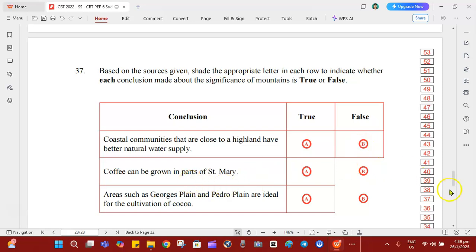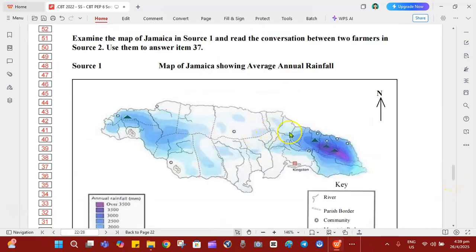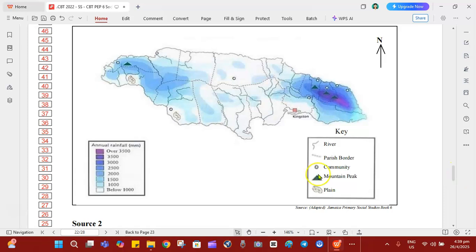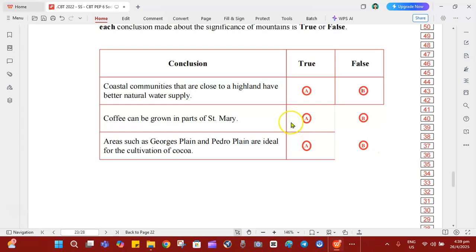Coffee can be grown in parts of St. Mary. Now you have to go back to your sources always. St. Mary is somewhere over here. Look at the shading to see. Remember it says coffee can be grown from heights of 1,005 something. So you look if you're seeing any of this kind of thing in St. Mary to know if it can. And yes, it can be grown in some parts of St. Mary. So that one would be true. Alright.